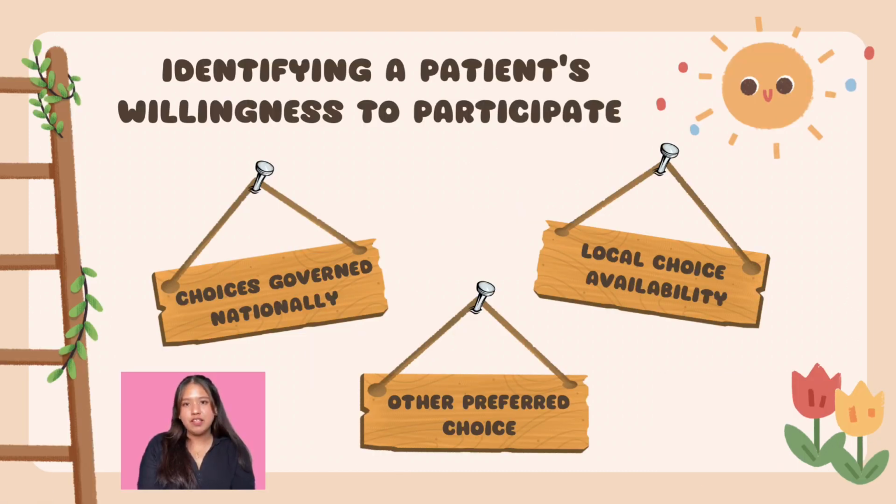So now we talk about identifying a patient's willingness to participate in this. The choices are divided into those that are governed nationally, those that are available locally, and other preferred choices that they would like to be widely available. For the choices governed nationally, we have general practitioner, care provider, and consent or refuse treatment. For local choice availability, this can be the time for the therapy or the menu. And lastly, the other preferred choices include individual room, timing of consultation, or maybe unrestricted visiting.